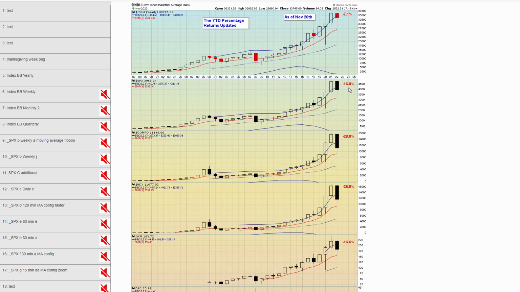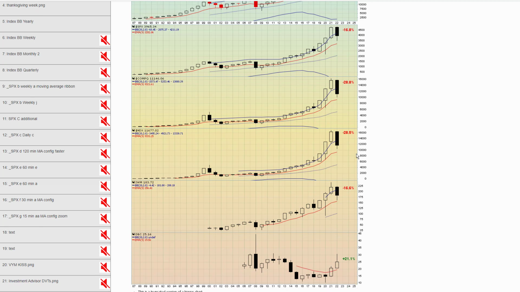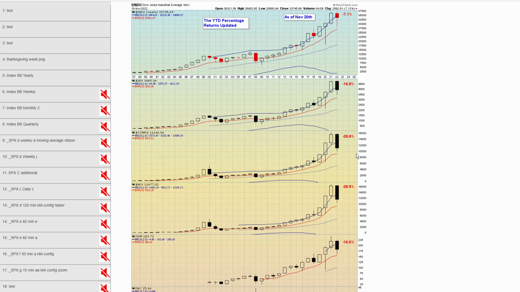The S&P below, down 16.8%, so off those lows. The Nasdaq area down still about 28.5%. IWM, that's the small caps, below that down 16.6%. DBC commodities below that is up 21%. And at the very bottom, TLT 20-year bonds still down 31.5%. And that has really negatively affected a lot of the RIAs who use bonds to hedge their stocks.